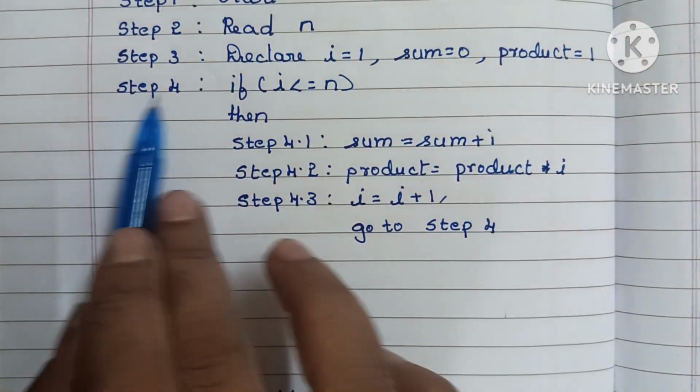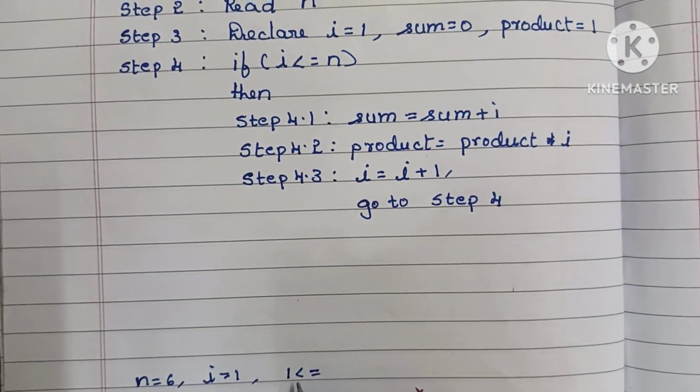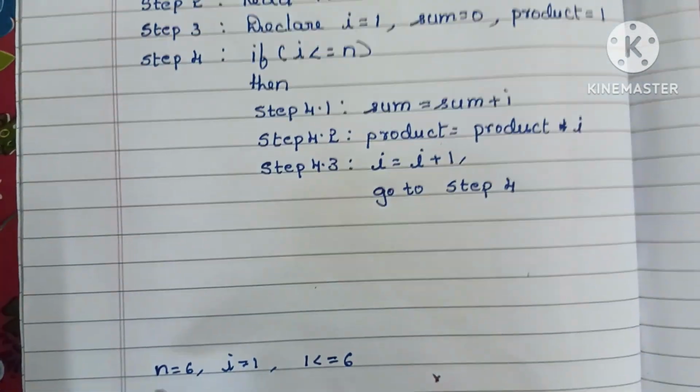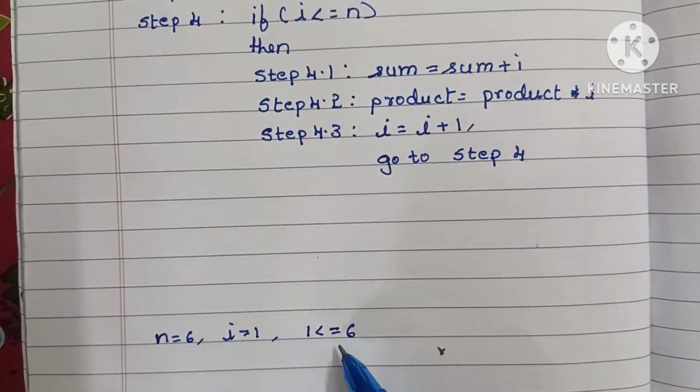Initially, we compare I value 1 with n. In step number 4, we compare whether I is less than or equal to n, right? Here n value is 6. Is 1 less than or equal to 6? Next, we have to display the output, writing it within a parallelogram shape.